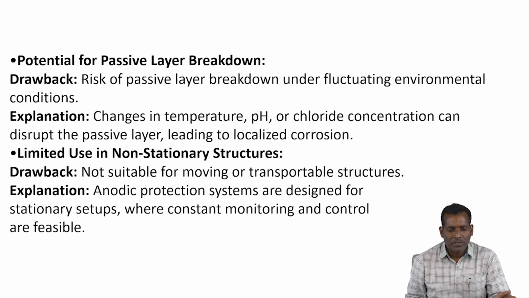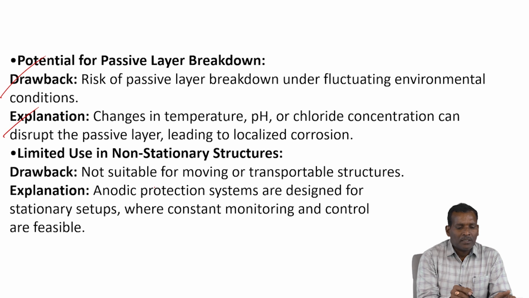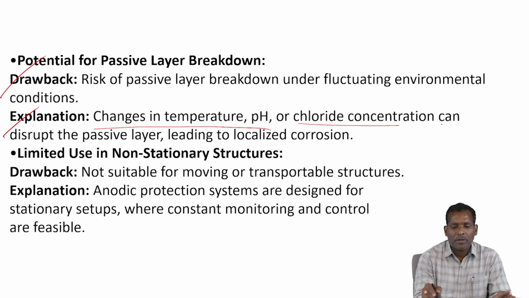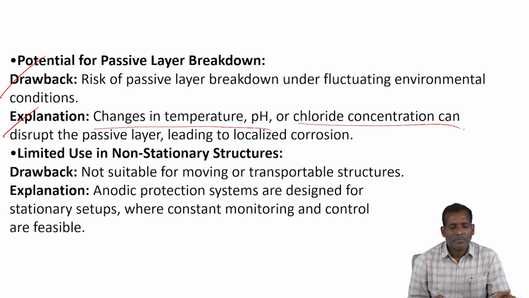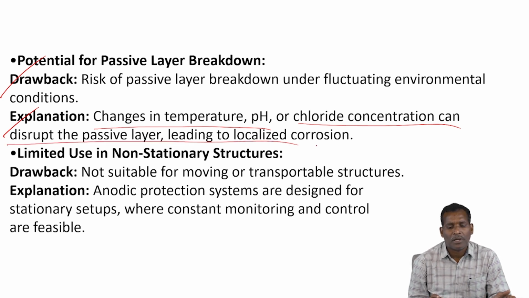The potential for passive layer breakdown. The drawback is the risk of passive layer breakdown under fluctuating environmental conditions. So, the explanation: changes in temperature, pH value, or chloride concentration can disturb the passive layer, leading to localized corrosion.